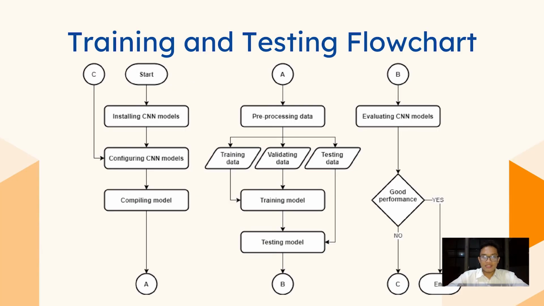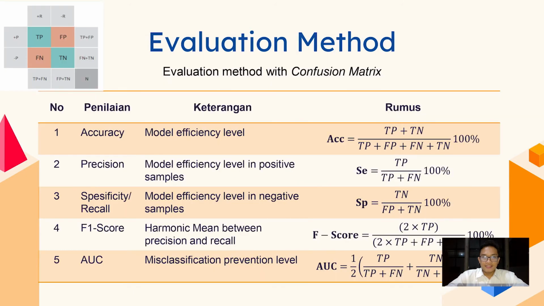The system flow starts by installing, configuring, and compiling the model. Then preprocessing data with three distributions of data: training data, validation data, and testing data. The training data and validation data are used to train the model, and then the trained model is tested using testing data. And the last step is to evaluate the CNN model. The evaluation method uses a confusion matrix, which is used to evaluate the model by measuring accuracy, precision, recall, F1 score, and area under curve.